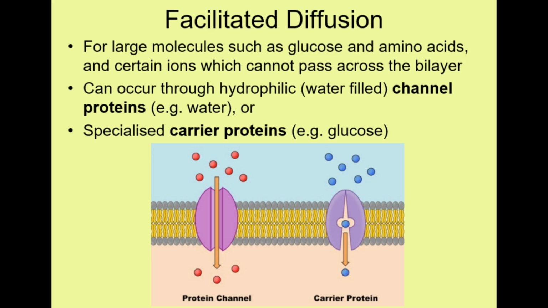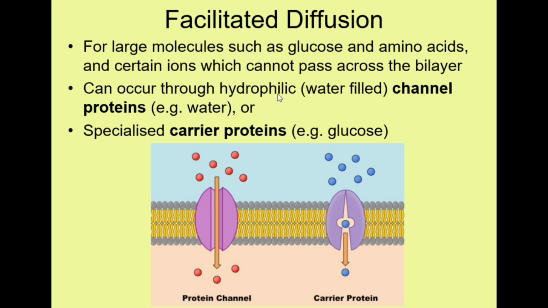So when we have large molecules, so we can talk about things like glucose, but also certain amino acids and even some smaller ions that cannot pass across the phospholipid bilayer, they can get help, they can get facilitated, if you like, through these channel proteins or through these transmembrane proteins. So an example would be something like this, which is a protein channel.